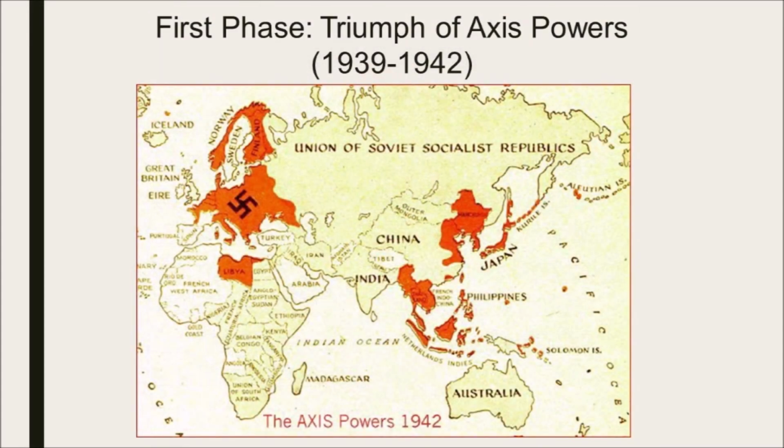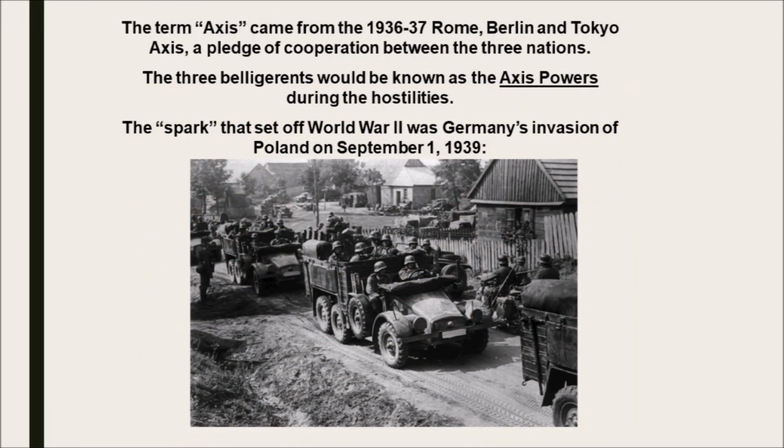We'll talk about the war to some degree in three phases. And the first phase goes from 1939 to 1942. This is the triumph of the Axis powers. So we had the Central Powers in World War I. Now we've got the Axis powers. Where does that come from? And where did Japan come from in all of this?